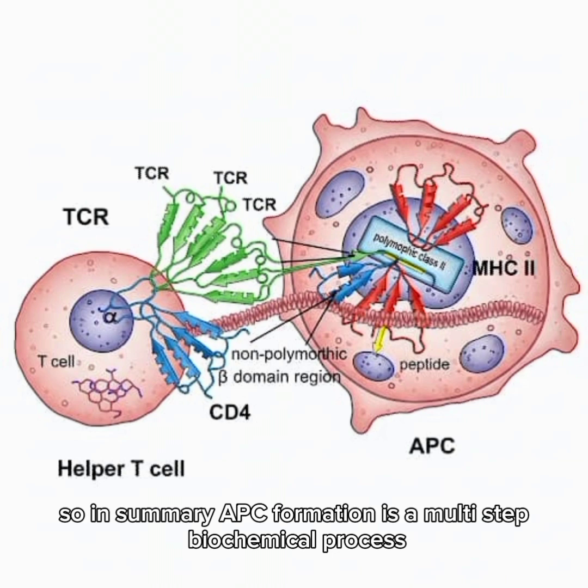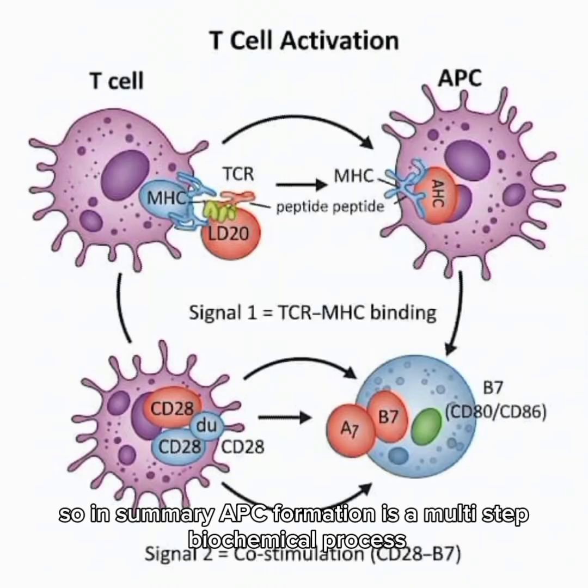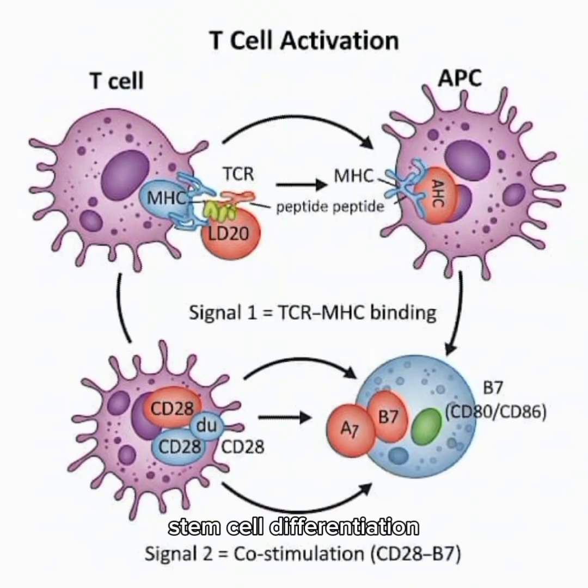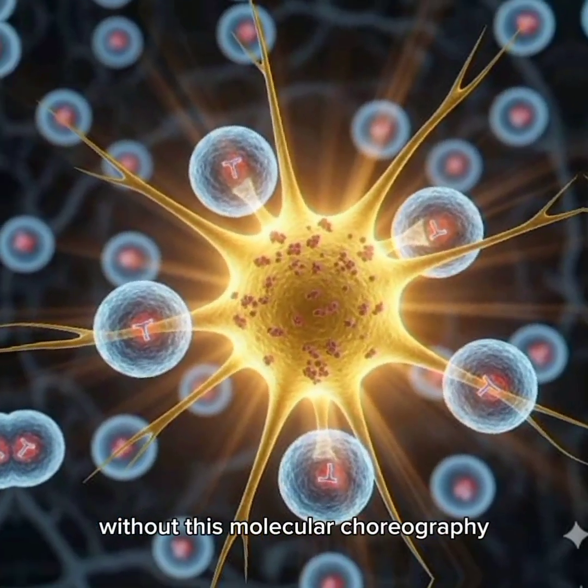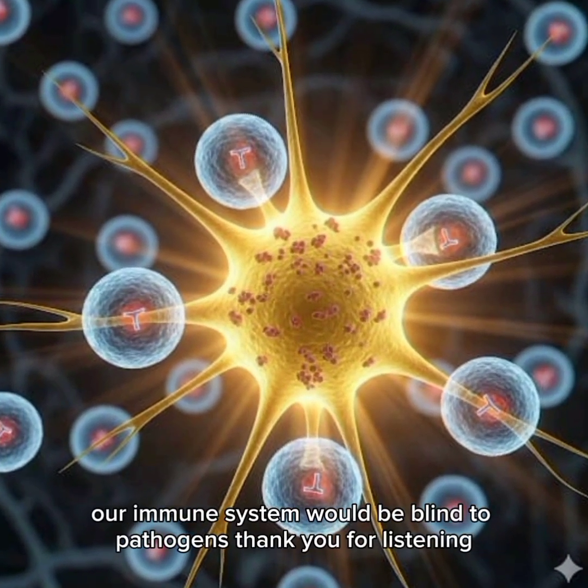So in summary, APC formation is a multi-step biochemical process: stem cell differentiation, antigen uptake, peptide processing, MHC loading, and presentation. Without this molecular choreography, our immune system would be blind to pathogens.